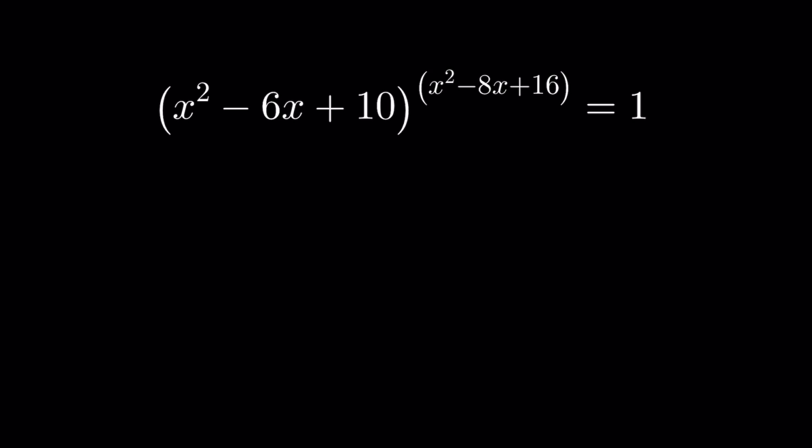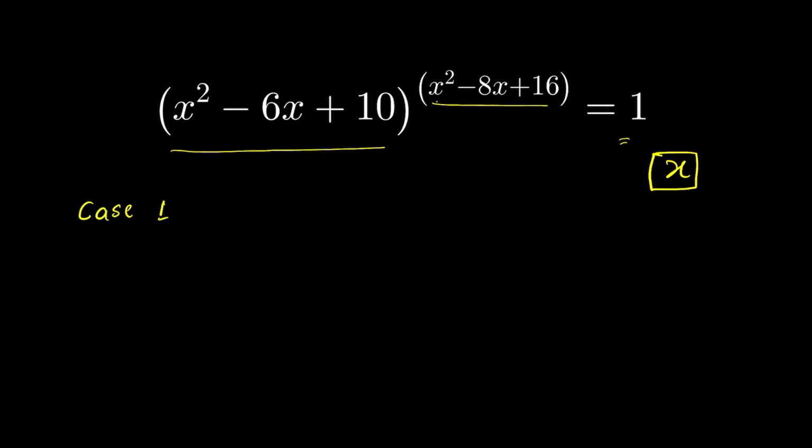(x² − 6x + 10) raised to the power of (x² − 8x + 16) equals 1. We have to solve for x. Now, when (x² − 6x + 10) raised to the power of (x² − 8x + 16) equals 1, there are three scenarios for this.